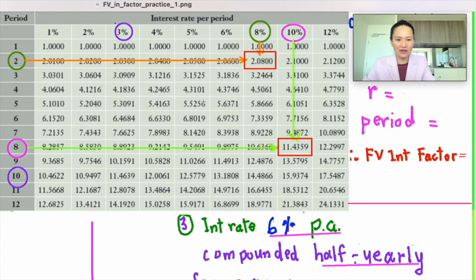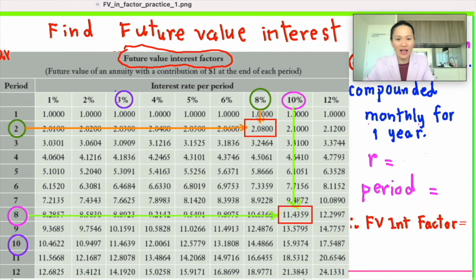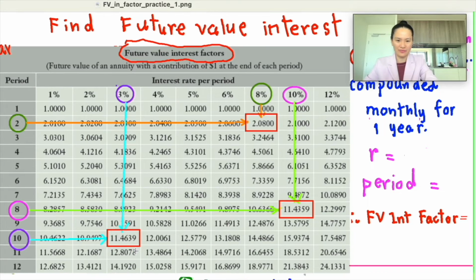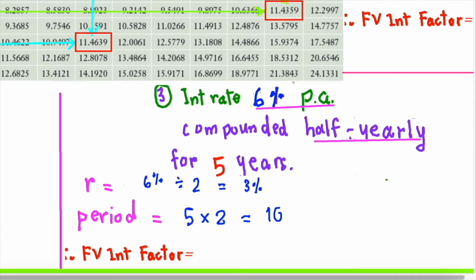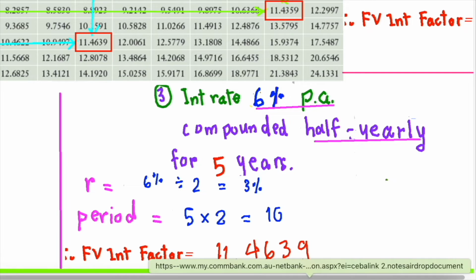So let's find out our future value interest factor. Okay, 3% and the period is 10. Ooh, so I think I get that one. Okay, so I get the factor: 3% and period is 10. So the answer for the future value interest factor is 11.4639. Does that make sense?